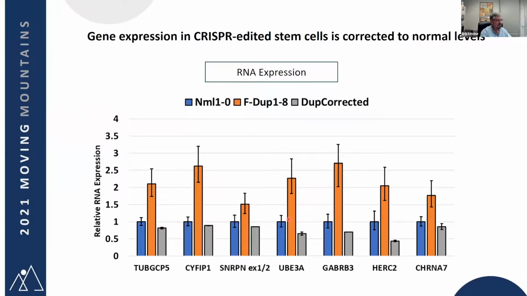And just to validate that this CRISPR correction did what we'd expect it to do, here's a profile of several of the genes that are found in the duplicated region, including UBE3A. You're looking at the level of messenger RNA, the level of gene expression for each of these genes. And you can see that compared to unaffected controls, the isodicentric dup individual has elevated levels of most of these genes, and those elevated levels are corrected back down to baseline levels in the CRISPR-edited control line.